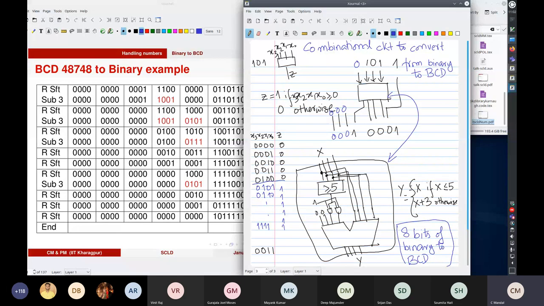So you have seen how to make such components. So this is one component, and this is another component. All right. So you can design such components and connect them to make this circuit.